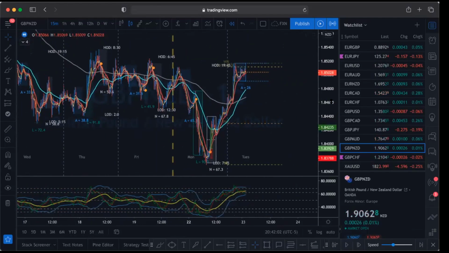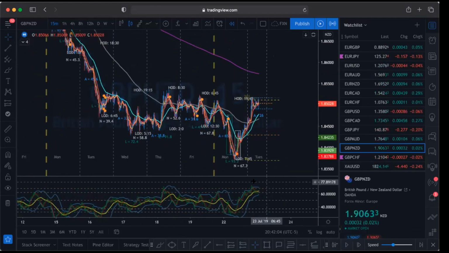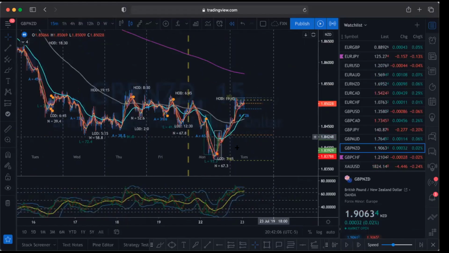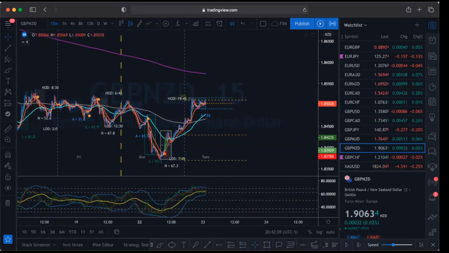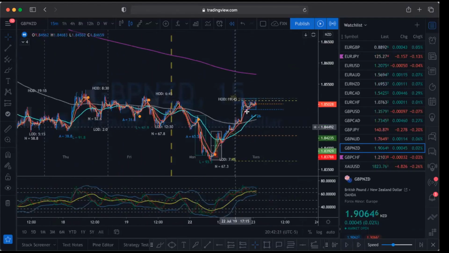All right, so you see what I mean. We're into Tuesday now. Now I want you to pay attention to what I was saying before with the trend being obvious. And look where we are on Tuesday. On Tuesday, price action is above the 50, above the 200 EMA.